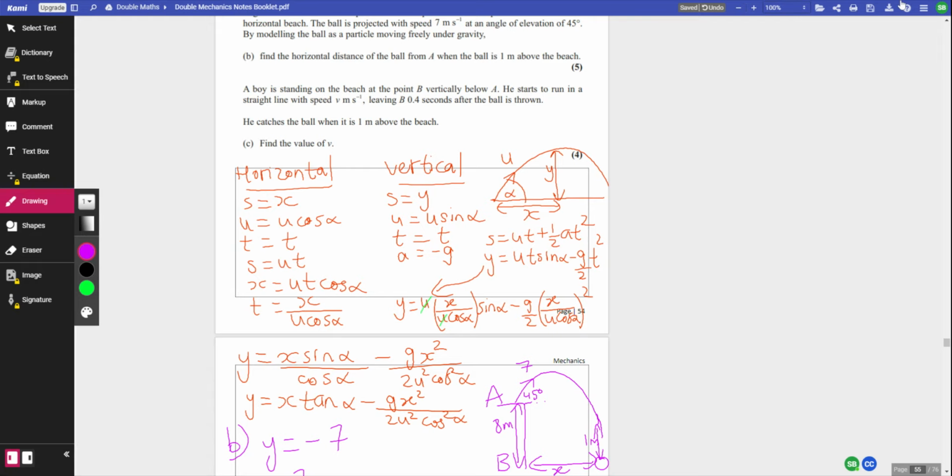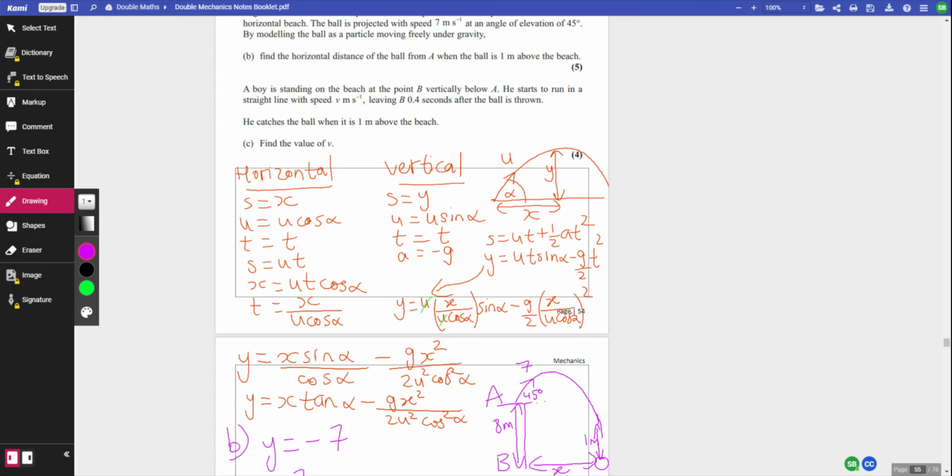So we know that the boy is traveling with a speed of v. So that means he's not accelerating, he's traveling with a constant speed. So in order to be able to find what that speed is, we first need to know both the distance that he travels and the time that it takes him to travel that distance. We already know the distance because that's what we worked out in part B. So he moves the same horizontal distance x that the ball does, but it's the time that he takes that we need to find. So we know that he leaves B 0.4 seconds after the ball is thrown.